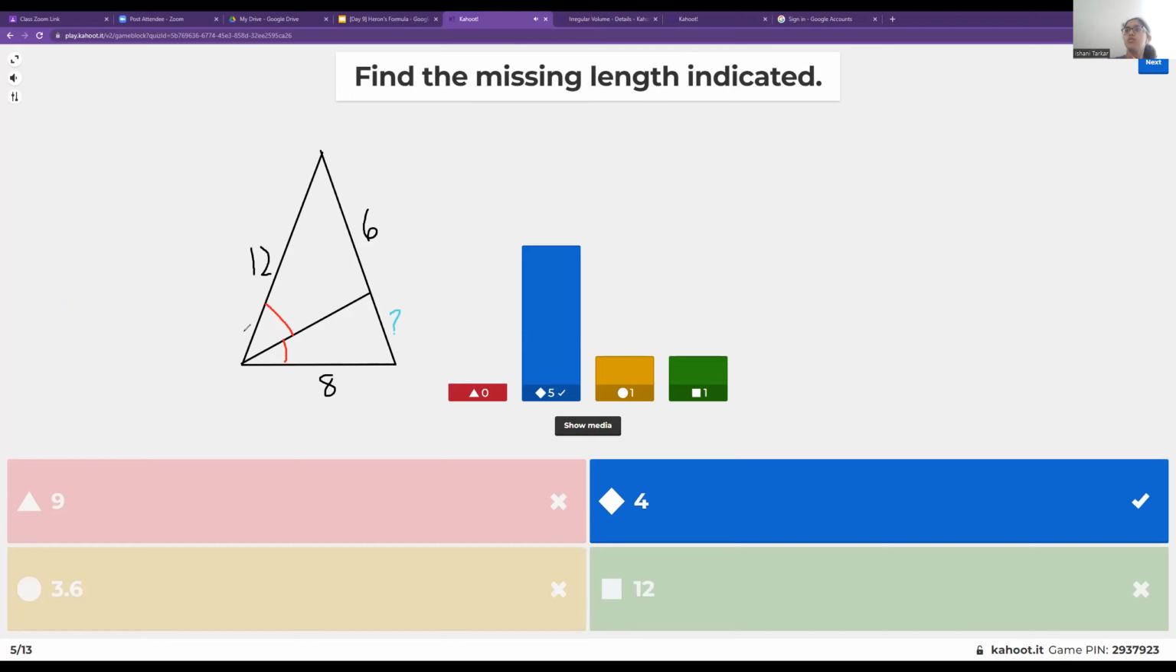Okay, so the answer was 4. So we'd do 12 divided by 6 is equal to 8 over question mark, right? And that would mean we get 2 is equal to 8 over question mark. So 2 question mark is equal to 8. So we just divide both sides by 2 to get question mark is equal to 4.